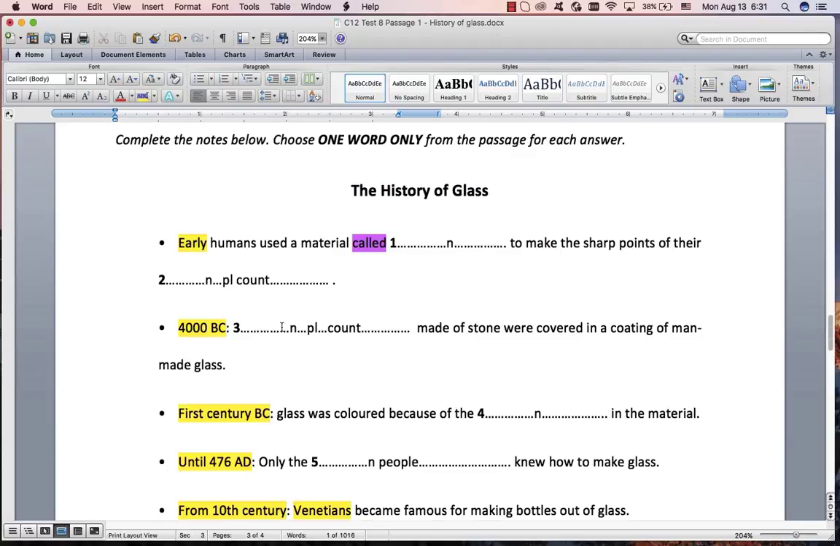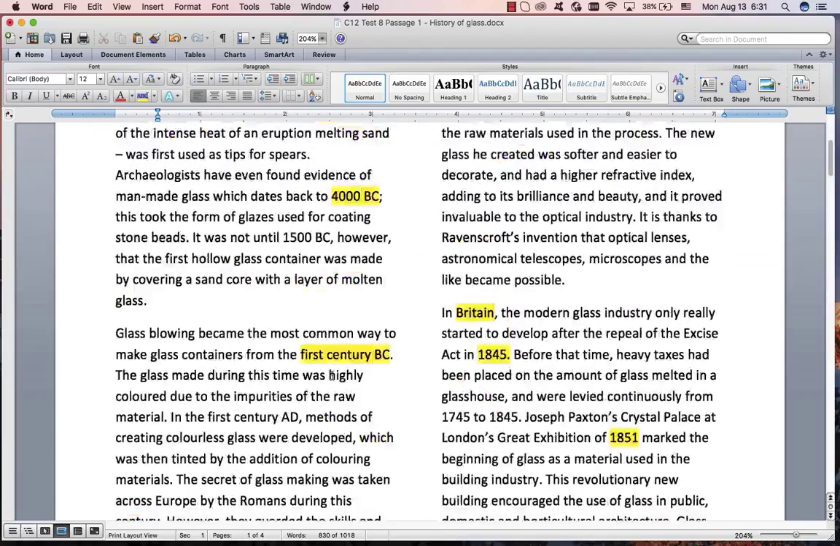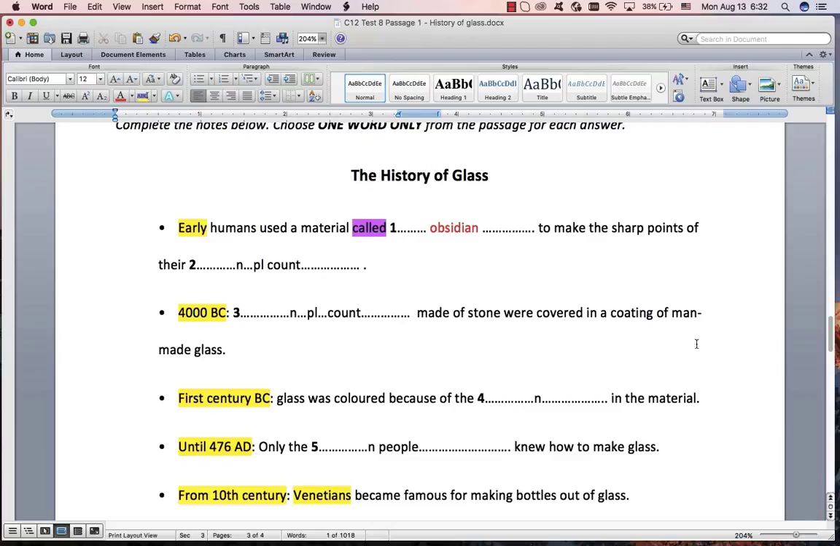Again, please, new terms and their definitions, I'll say it 1,000 times. Right, sharp points of there. We're looking for a plural countable noun, somewhere before the 4000 BC. This is reading 1, so they won't change the order at all. So before this sentence, after that answer, we're looking for a countable noun. What do we see? A countable noun there and a countable noun there. Tips and spears. That means tips. So the only other possible answer then is spears. The sharp points of their spears.